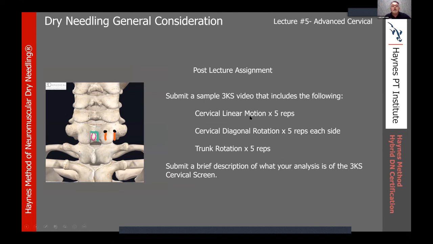But your homework is to submit a sample 3KS 3D kinetic screen video that includes the cervical linear motion, 5 repetitions there, and a cervical diagonal rotation, looking up over the left shoulder, down behind the right elbow, 5 repetitions. We're going to repeat it on each side: up over the right shoulder, down behind the left elbow. And then we want to do trunk rotation, 5 repetitions, really wind it up.